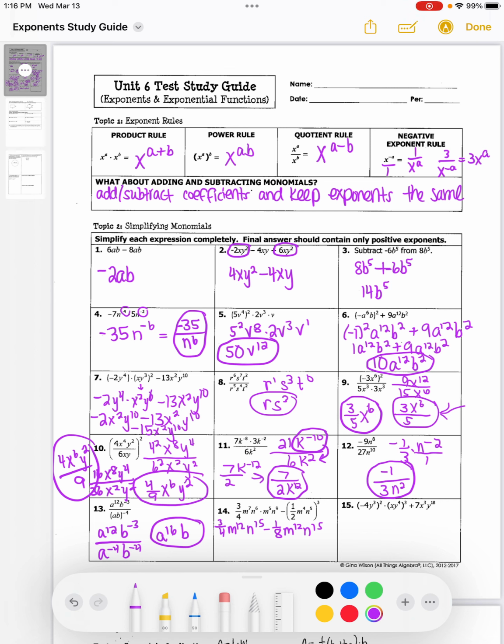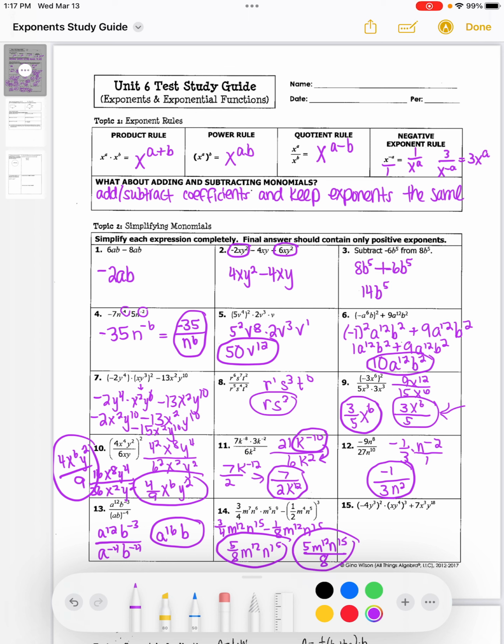We have like terms here. We have m to the 12th, n to the 15th in both, so we can go ahead and subtract these. 3/4 is the same thing as 6/8. 6/8 minus 1/8 is 5/8. So you can write your answer as 5/8 m to the 12th, n to the 15th. Or you can write it out as one single fraction. That would be 5m to the 12th, n to the 15th, all over 8.